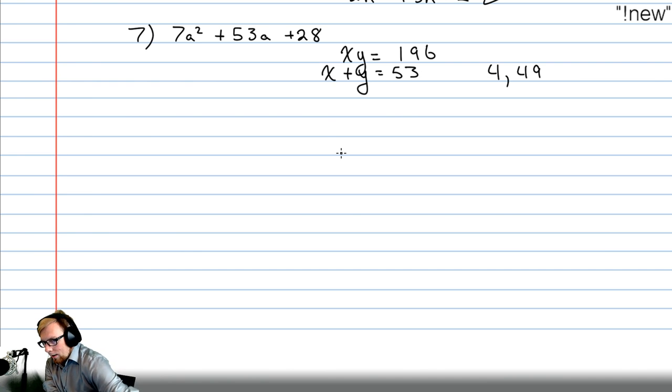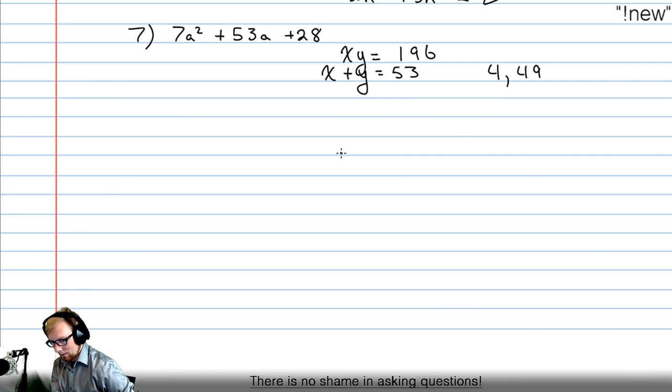So how did you find 4 and 49? What did you do to find it? I sat there and put it in the calculator. Okay, I'm going to give you another method that makes it a lot simpler for picking numbers. Because what did you do? 196 divided by 2, and then 196 divided by 3, 196 divided by 4. Exactly. So what happens if 4 was not the right answer?